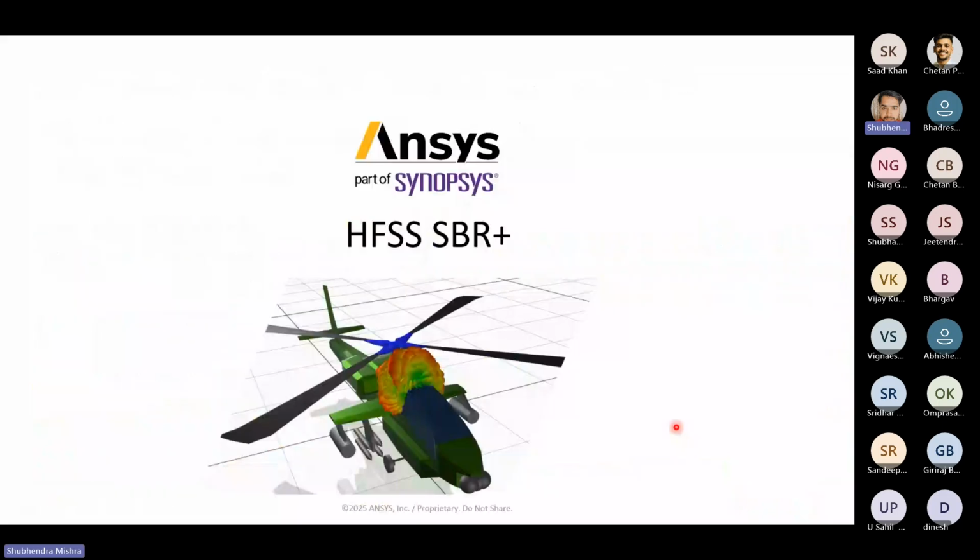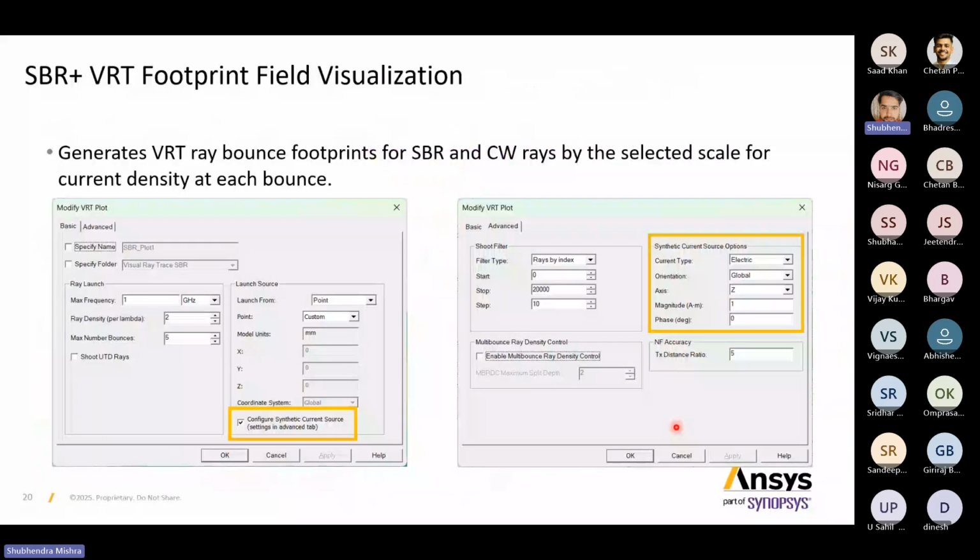When I talk about the HFSS SBR+ enhancements, a VRT simulation is introduced. Field visualization is there. You don't need to do anything, just modify those in the basic steps. You have to give the maximum frequency, define the ray density and the maximum number of bounces. Then at which point or distance you want to launch your model, you can directly launch those. And in the advanced section you can directly give the synthetic current sources.